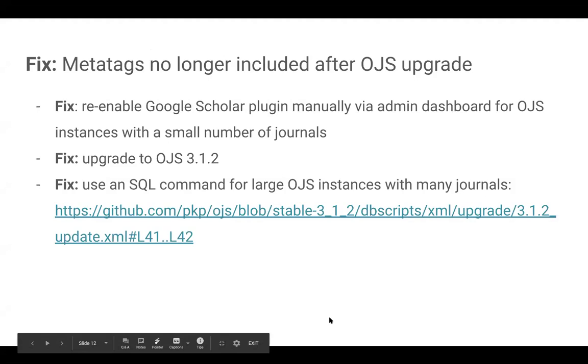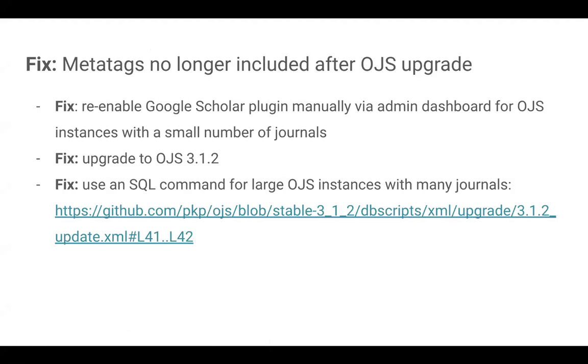So there are a few different ways to fix this issue depending on how many journals you publish. I would say if the collection of journals on your OJS site is small enough that you're able to make a simple manual adjustment for each journal, that's the easiest solution. And I'll walk you through that process on the next slide.